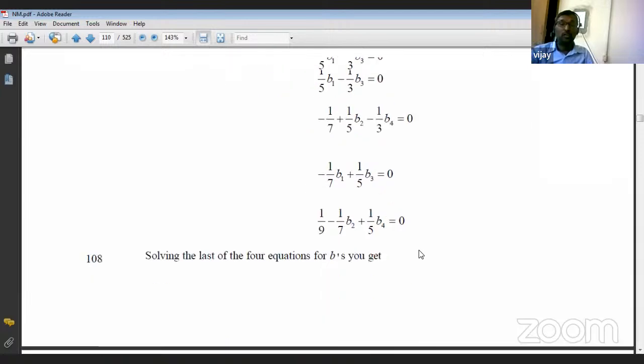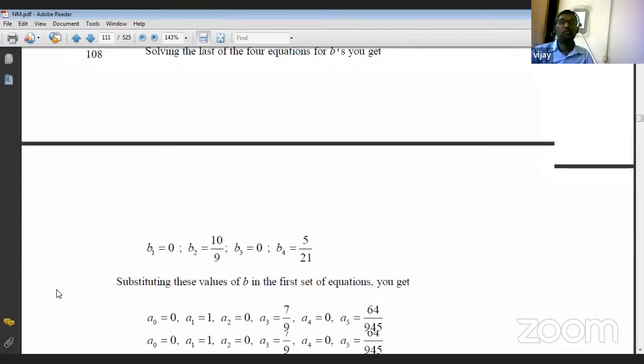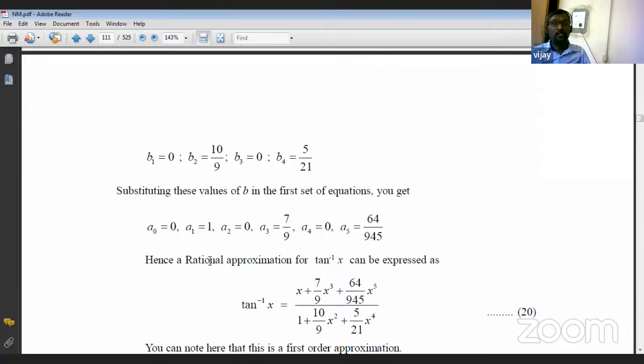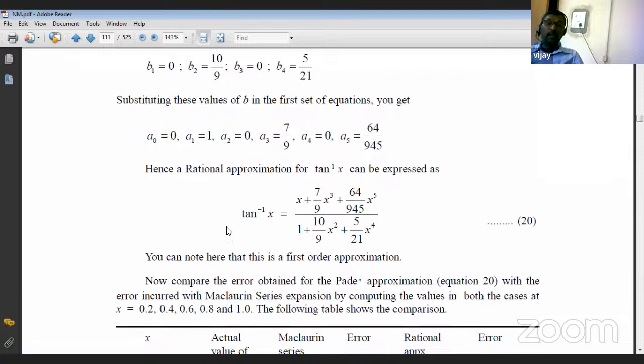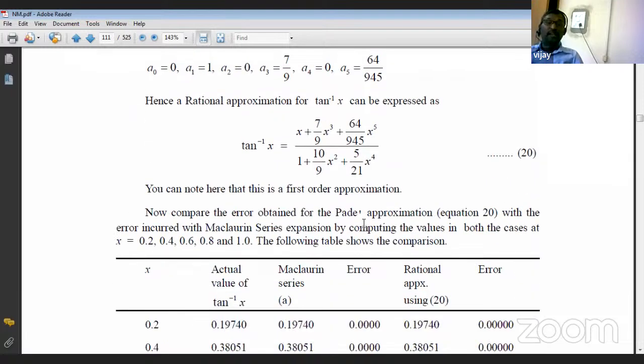Solving all these equations, b1 is equal to 0, b2 is equal to 10 by 9, b3 is equal to 0, b4 is equal to 5 by 21. Substituting these values, a0 is equal to 0, a1 is equal to 1, a2 is equal to 0, a3 is equal to 7 by 9. Applying these values, the tan inverse x is approximately x plus 7 by 9 x cube plus 64 by 945 x power 5 over 1 plus 10 by 9 x square plus 5 by 21 x power 4.